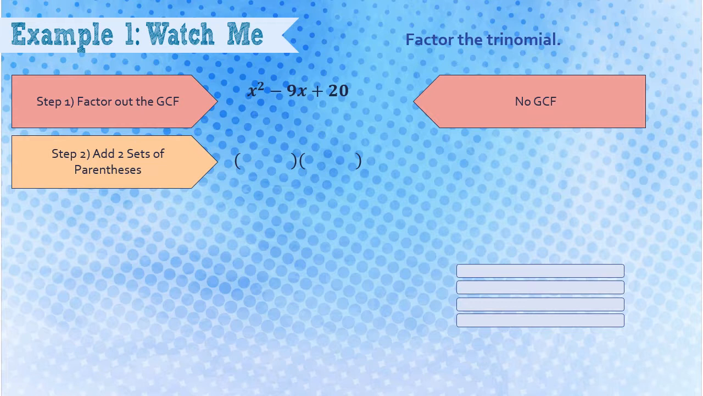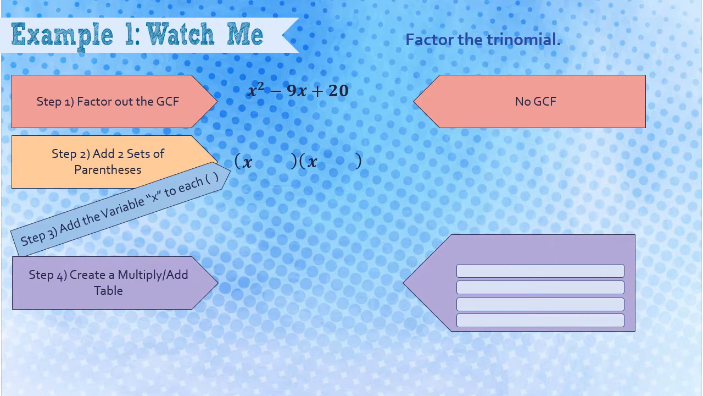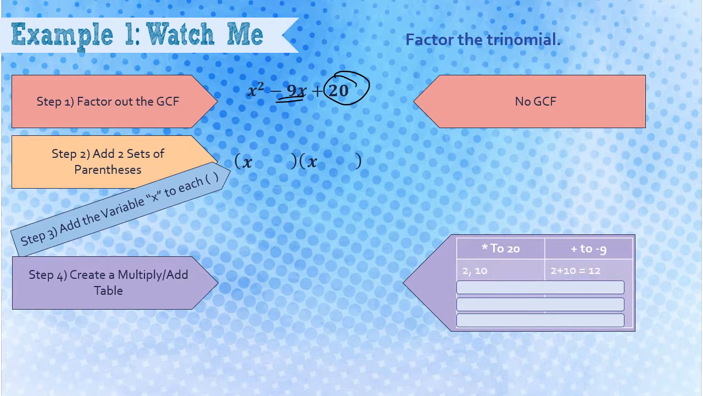I'm going to go ahead and start with my two sets of parentheses, and I'm going to add my variable of x into those first spots of each binomial. Now I want to create my multiply add table. So in this case, I want to see what multiplies to give me that last term of positive 20, but it's going to add to give me this negative 9. So I'm going to run through a list of my factors.